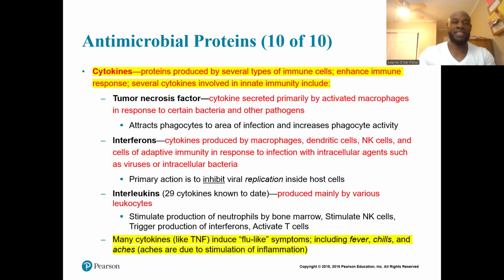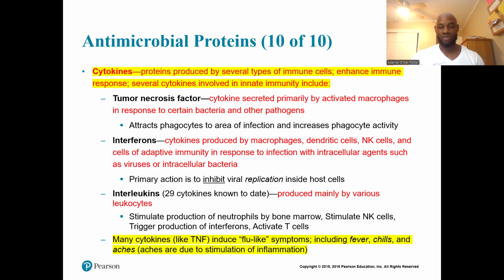We also have cytokines, depending on how you want to say it, proteins produced by several types of immune cells, which enhance immune response. We have tumor necrosis factor, a cytokine secreted primarily by activated macrophages in response to certain bacteria and other pathogens. It attracts phagocytes to the area of infection and increases phagocyte activity. Interferons, also produced by macrophages, dendritic cells, and NK cells, inhibit viral replication.